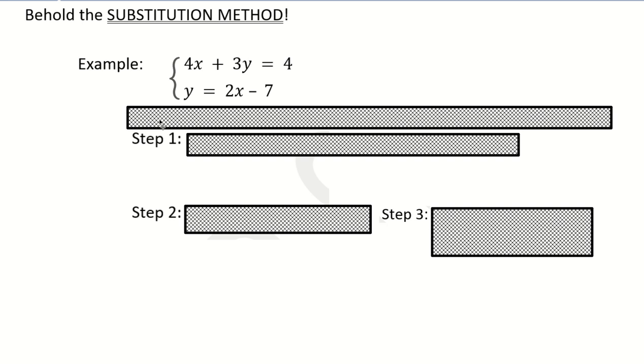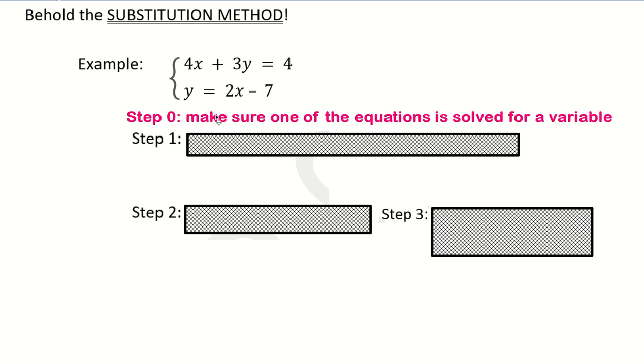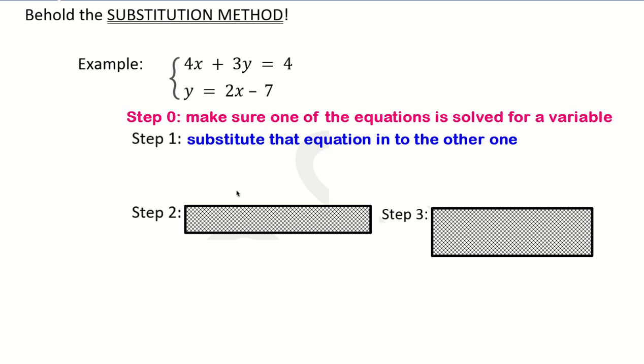But the substitution method, if one of the equations is already solved for x, or in this case it's already solved for y, that's what step 0 is all about. Make sure one of the equations is already solved for a variable. Bingo, y equals 2x minus 7. So then you could substitute that equation into the other one. So here, you would get yourself going by plugging in this entire 2x minus 7 in for y in the other equation, because y literally equals 2x minus 7.